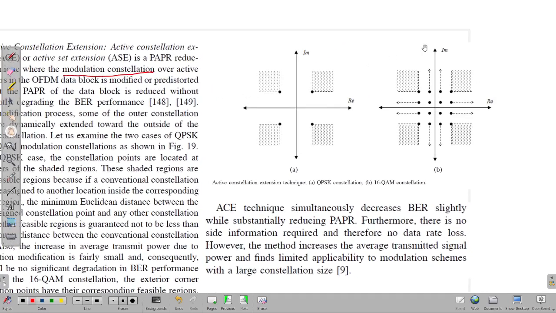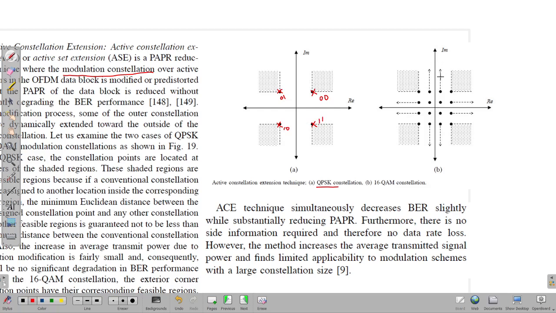Focus on these constellations here. Here you can see the constellation of a QPSK, quadrature phase shift keying. This is the constellation of a QPSK modulation scheme, and this is the constellation of a 16 QAM modulation scheme. These are all constellation points, and they correspond to different bit combinations. We try to modify this constellation in such a way that the PAPR is reduced.